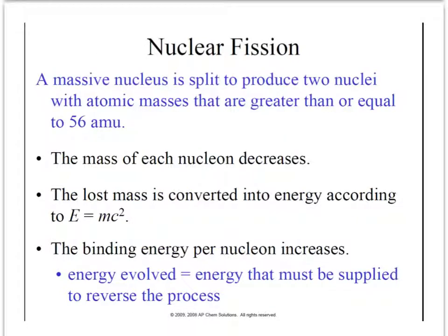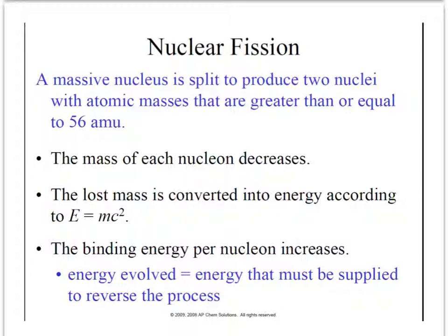All right, now fission. This is the more common one. This is what they use in nuclear power plants. This is what they used on the atomic bombs that we built. So it's when a massive nucleus, a very, very large one, we're talking about things like uranium and plutonium. That's why you hear them in terms of nuclear power and bombs. So you have those massive nuclei, and they're split into two smaller nuclei that are less than 56. So they're split into much, much smaller atoms.